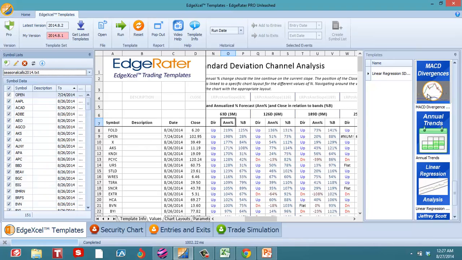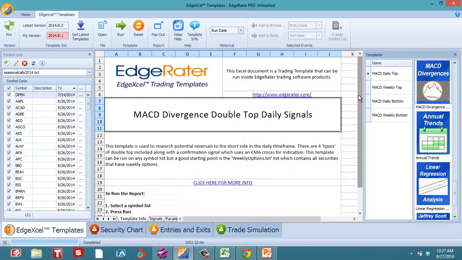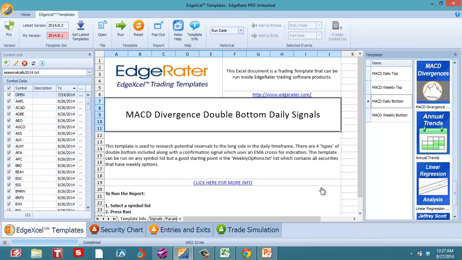Now I want to run the study. On the other video we had done the linear regression. Now we're going to do the MACD Divergence, and what I like running is the MACD daily bottom, because I'm looking for stocks where the divergence is at the bottom.